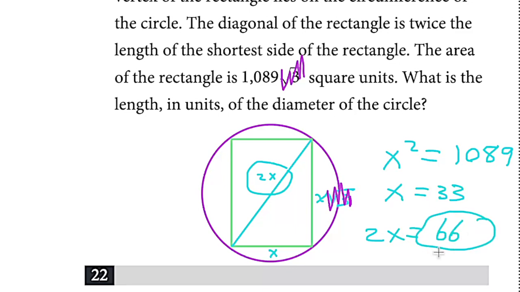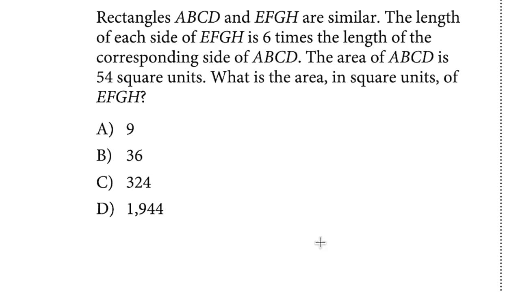What is the area of EFGH? Okay, so it's telling us that the rectangles are similar. Similar means they have the same proportions. The length of EFGH is 6 times the length of the corresponding side of ABCD. The area of ABCD is 54. So the area is 54. But we have to think about not the area, but the side lengths.